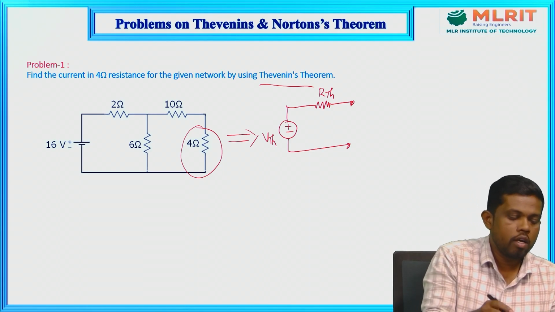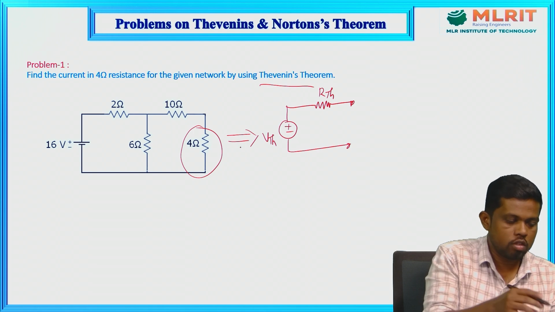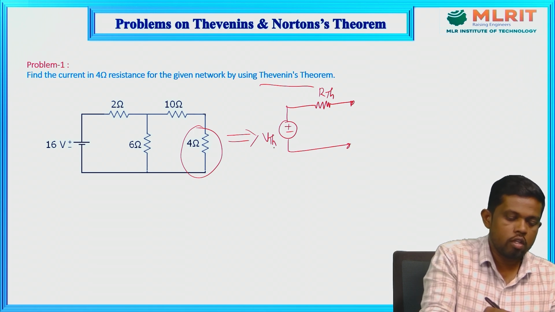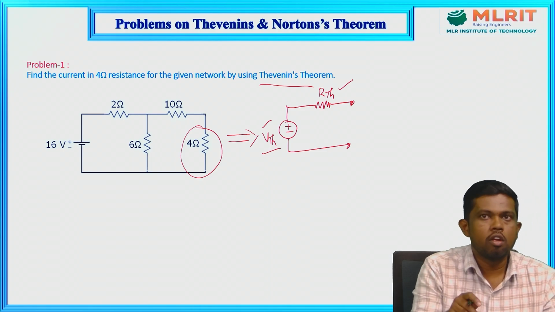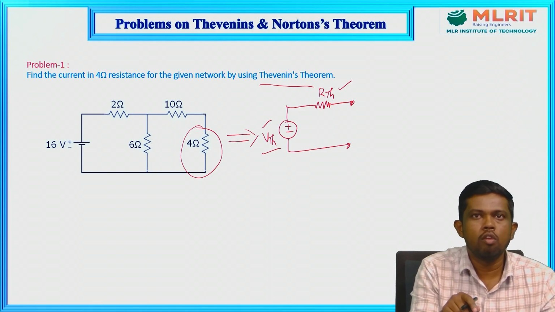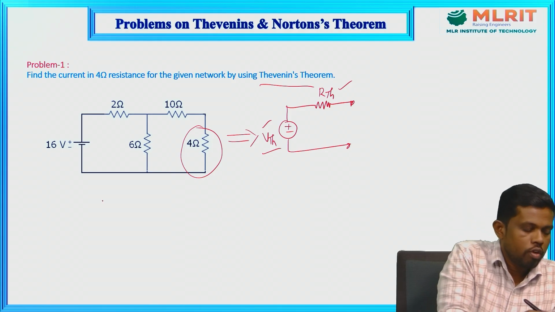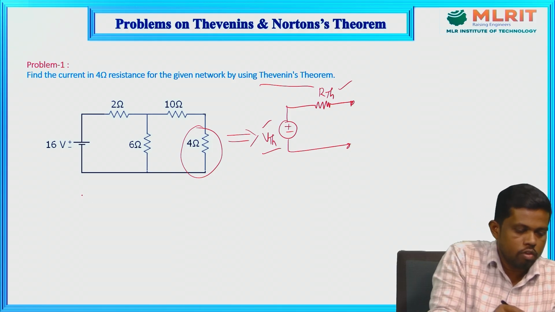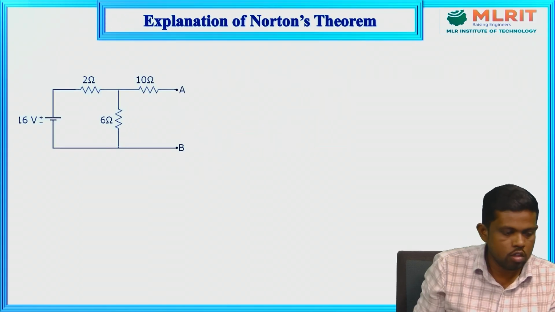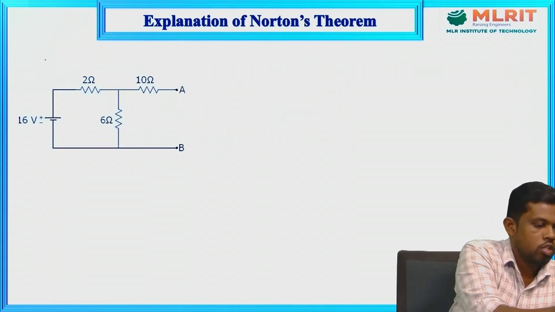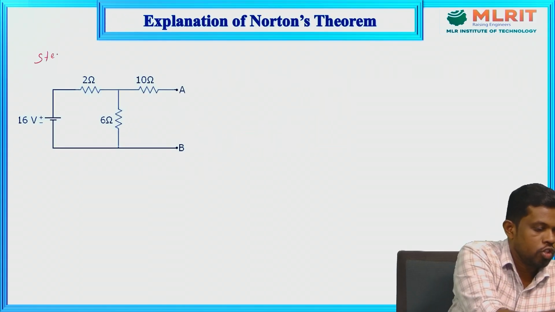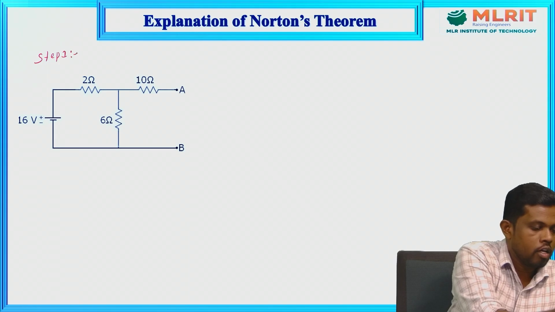So how can we get this simple network from a complex network? First of all, we need to get the VTH value and also the RTH value. After determining VTH and RTH, we can replace the whole complex circuit with the single simple source network. For that, the first step, step number one, is the calculation of the VTH.